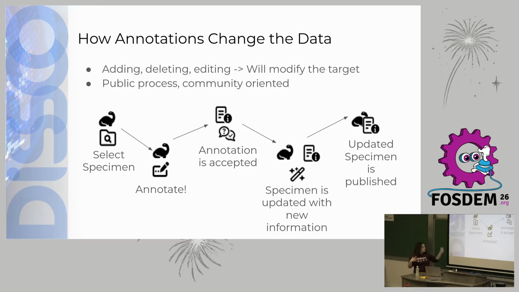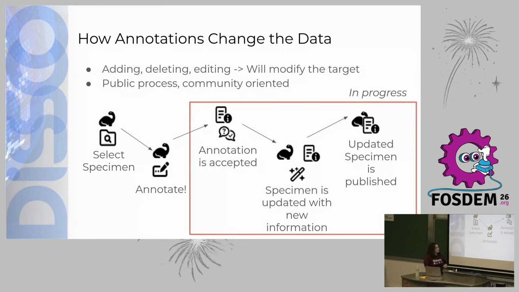So a user would select a specimen, annotate it. The annotation is discussed and approved by the collection manager or an expert. Then the specimen becomes updated with new information, and that new information is published both back to the source system, the institution, and also to the data aggregators on the other side. Now, this looks great. The red box is in progress. This is our main goal for 2026. So in DiSSCo, we can capture the annotations from experts right now.